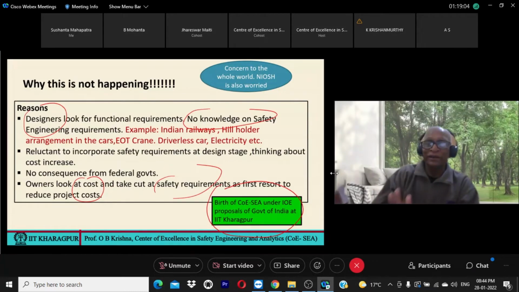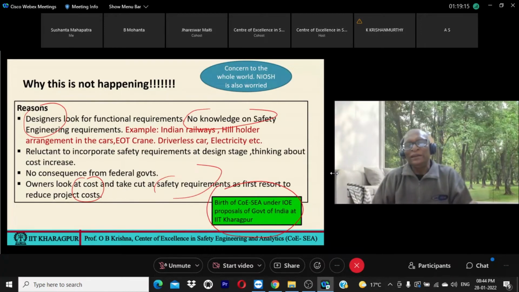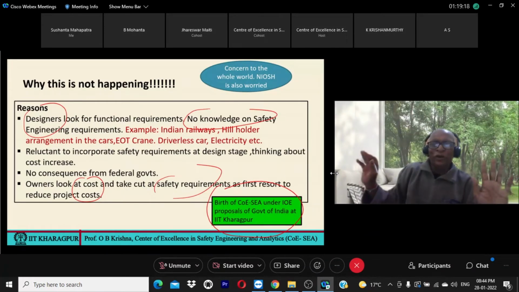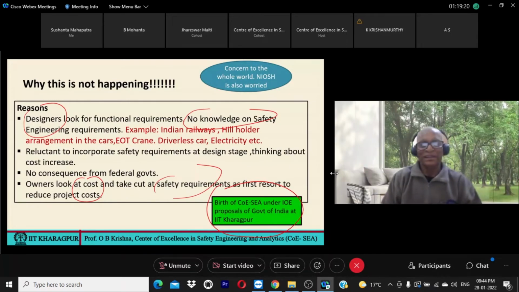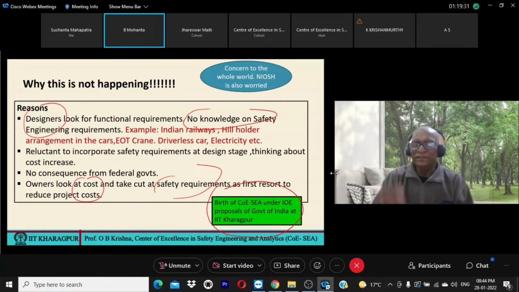They look for the functional requirements. Train means it has to take people from one end to the other end. Passengers, loads. In between, if people come and lose their life, no, it's not my job. It is not a functional requirement. How many of you know the driverless cars are now really held up because of the safety hazards they are not able to understand, not functional requirements. Designers are looking for only functional requirements.